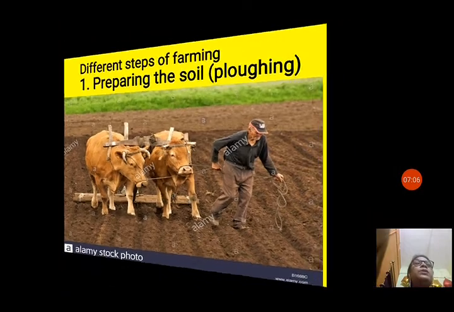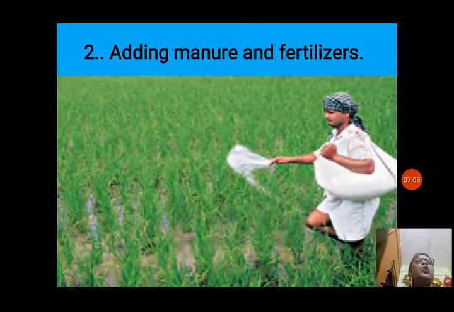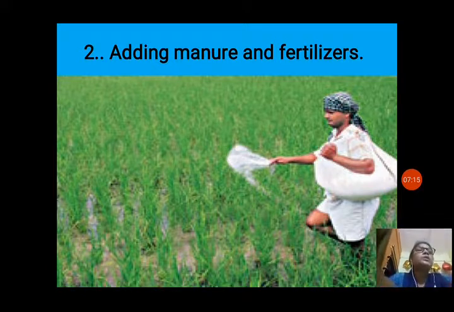Now next we will see the second point, adding manure and fertilizers to make the soil fertile. Manure and fertilizer are very important to grow healthy plants. When we need large production, we have to add manure and fertilizers to our field so that production can be more and more increased.